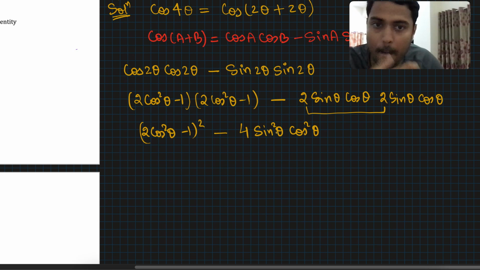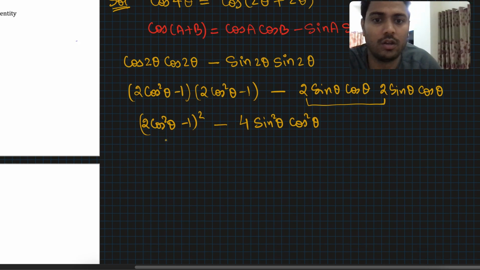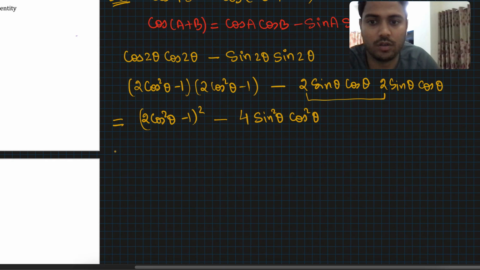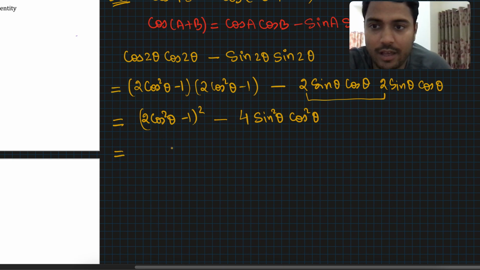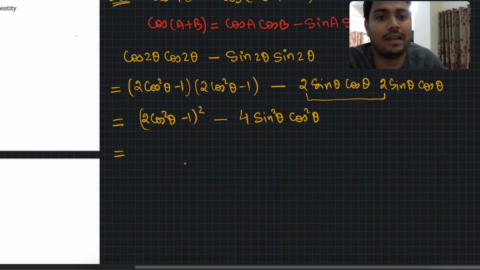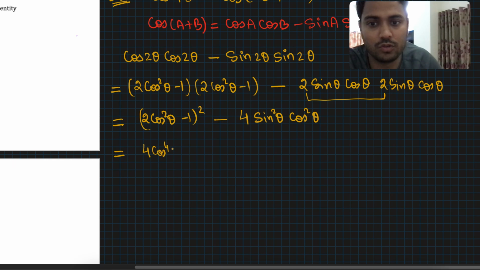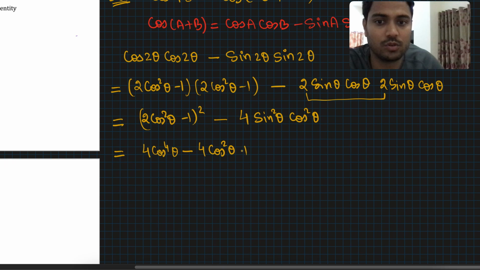We also have to remember what we have to prove. So moving ahead, this is 2 cos square theta minus 1 the whole square. Here we will apply the identity a minus b the whole square, so a square minus 2ab plus b square. A square is going to be 4 cos 4 theta, minus 2ab, so 2 into 2 is 4 and cos square theta, plus b square, that is 1 only.